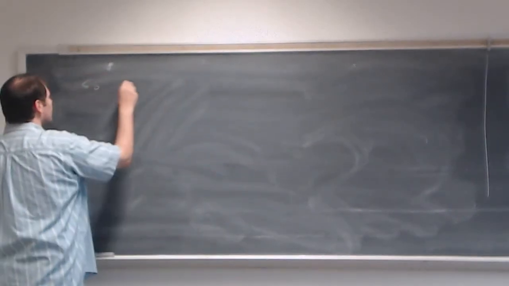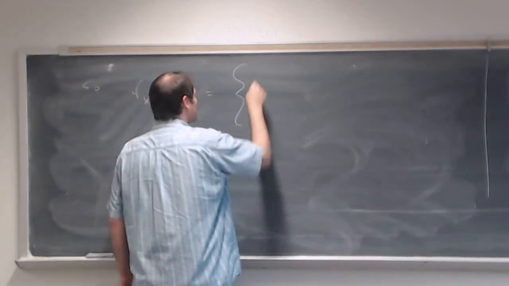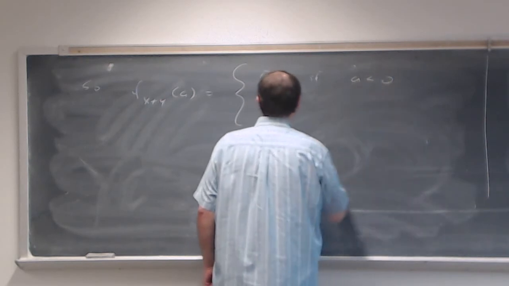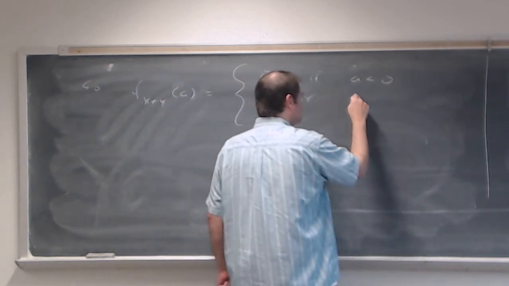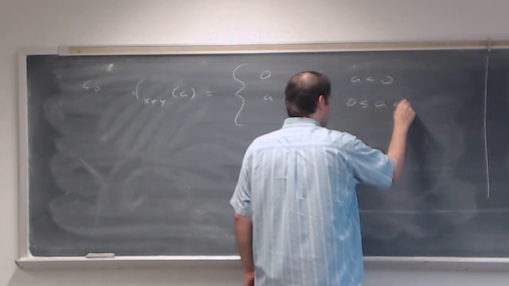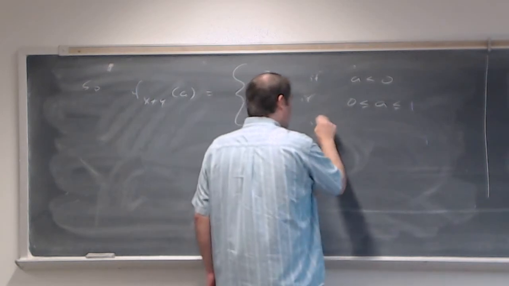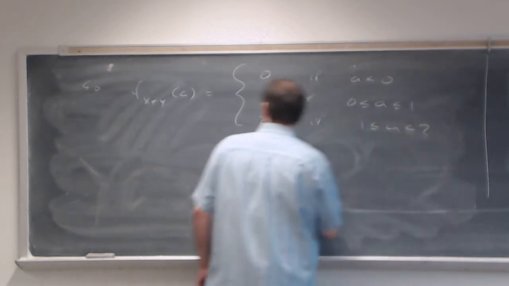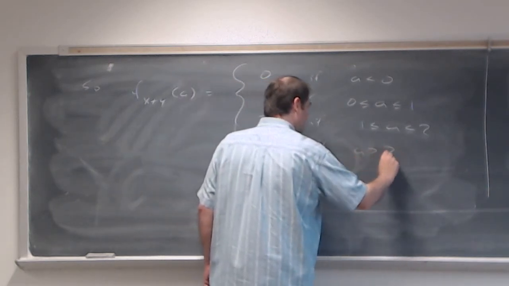So, f of x plus y of A will be equal to, well, it's 0 if A is less than 0. We found it to be A if 0 is less than A is less than or equal to 1. We found it to be 2 minus A if 1 is less than or equal to A is less than or equal to 2. And we found it to be 0 if A is greater than 2. So that's what our answer is.